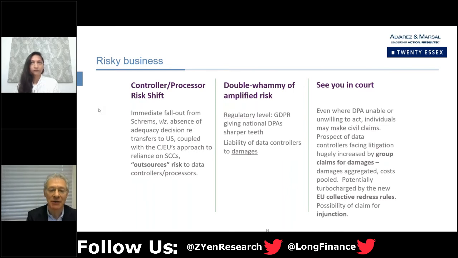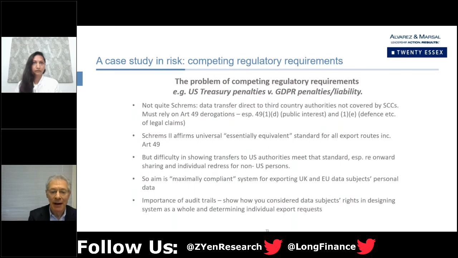So how do you manage the risk? Well, here comes a case study. As Samita mentioned earlier, we've chosen the case study, this problem of competing regulatory requirements. Why? Because this is a very good example of the risk, the onus being on the data controller, but it's also an example of how a data controller can take practical steps to manage and mitigate that risk. Now, as I said, what the court said in Schrems 2 was that whichever route you take, whether it's the derogations under Article 49 or an adequacy decision or standard contractual clauses, the same high level of protection applies.